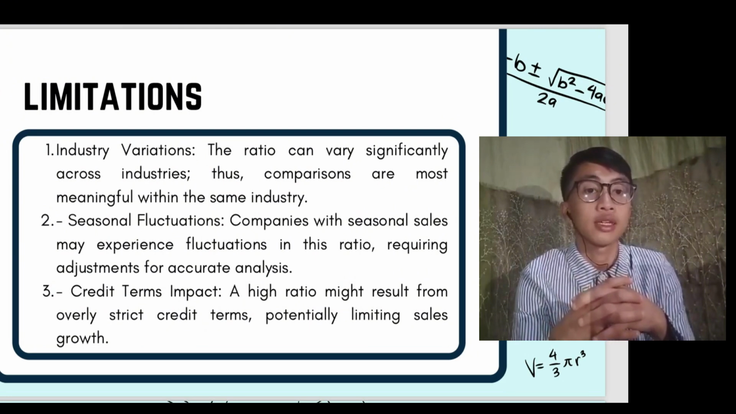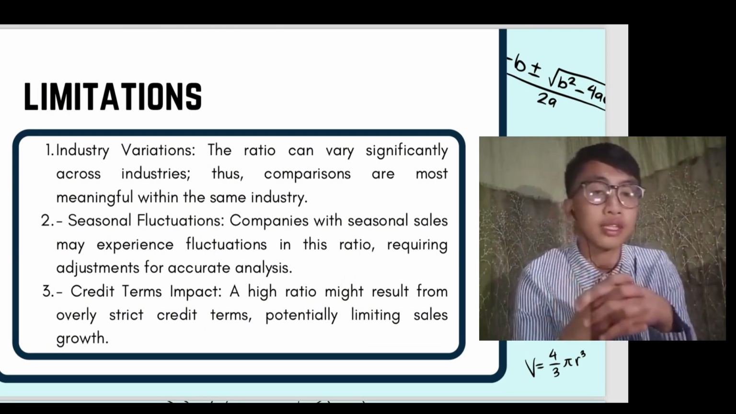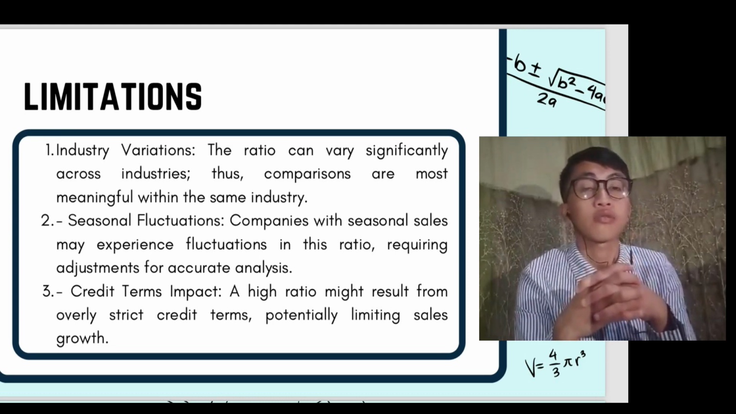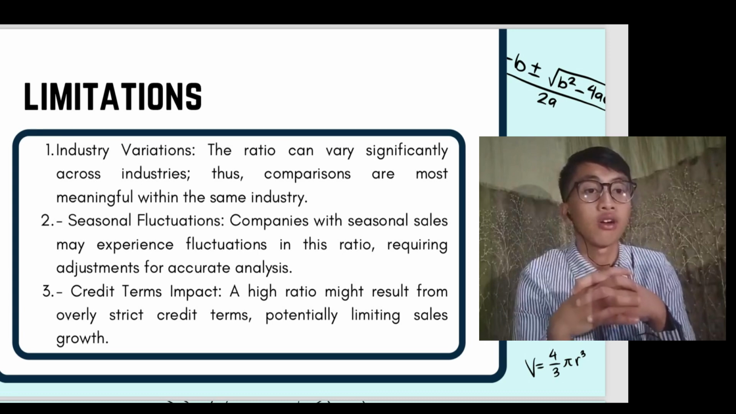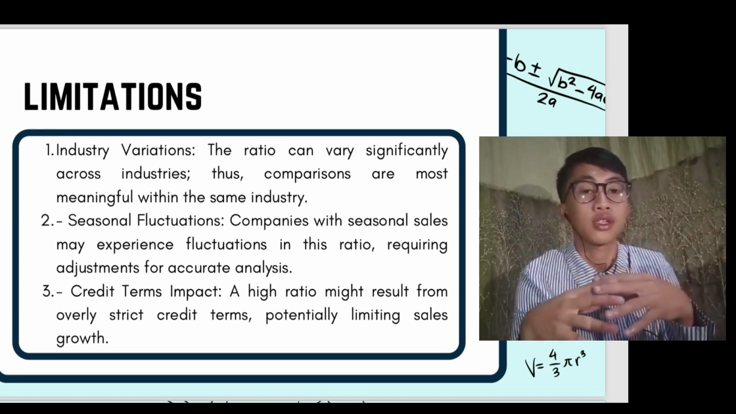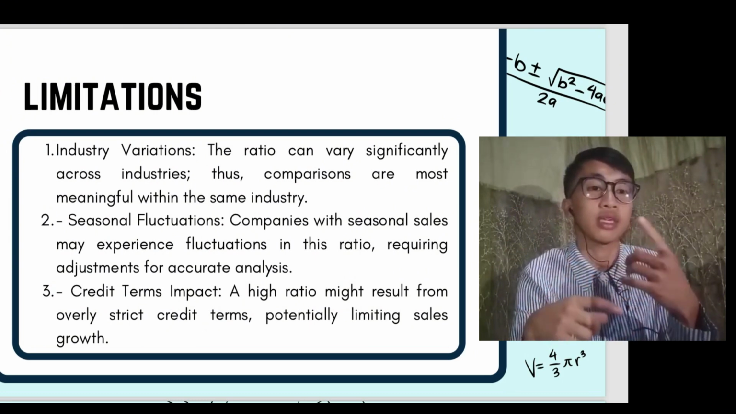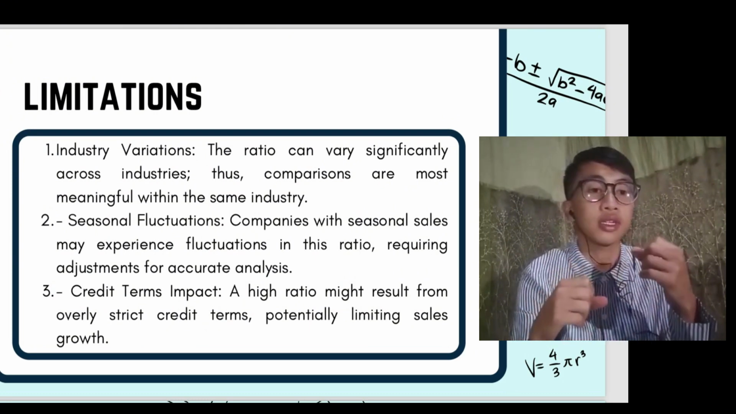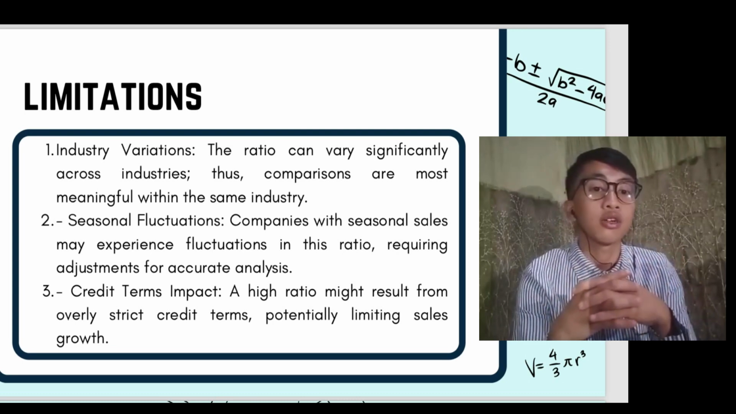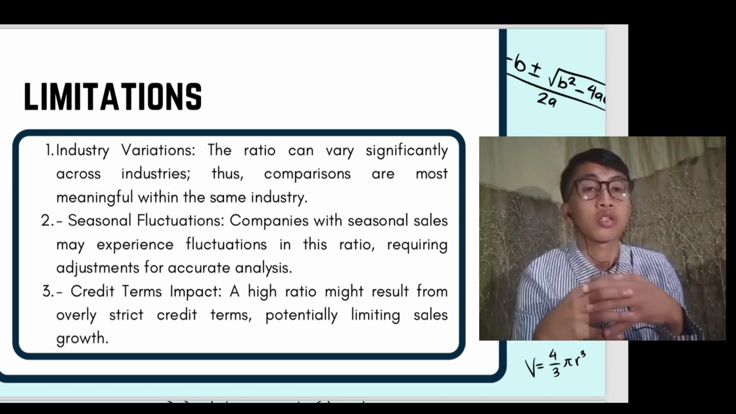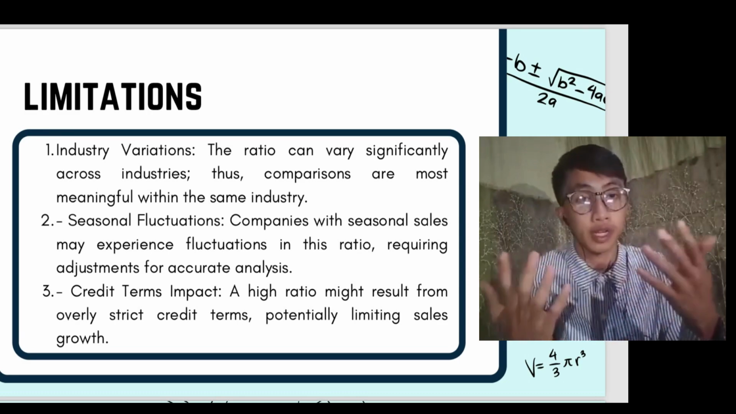And the last limitation is the credit terms impact. A high ratio might result from overly strict credit terms, potentially limiting sales growth. Basically, a very high ratio might mean that a company is strict with giving credit, which could hurt sales because customers might not buy on credit.